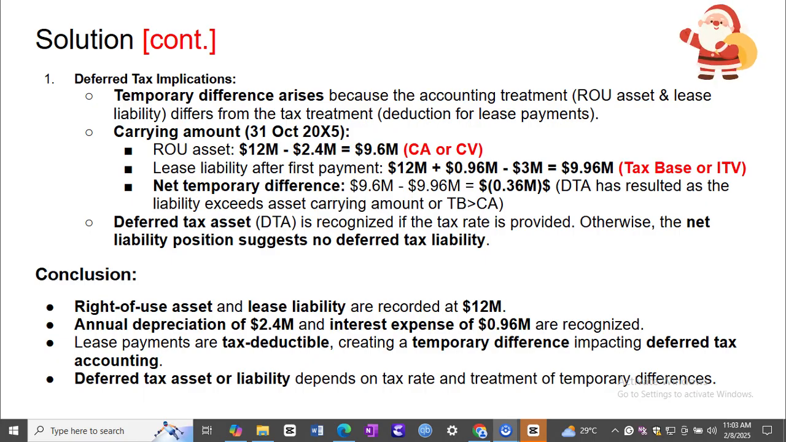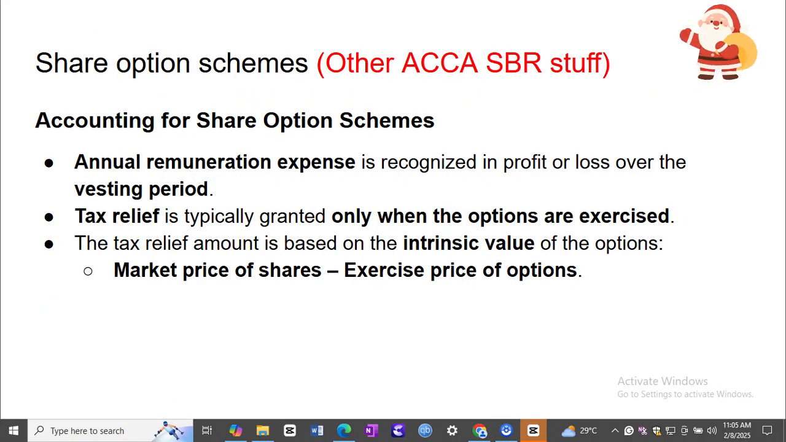Okay, we've covered provisions, contingent liabilities, deferred taxes. It's amazing how many moving parts there are in financial reporting. It's a complex world out there, but there's one more important topic we should touch on. It often pops up in the ACCA syllabus, accounting for share option schemes. Share options, yeah, those definitely have tax implications.